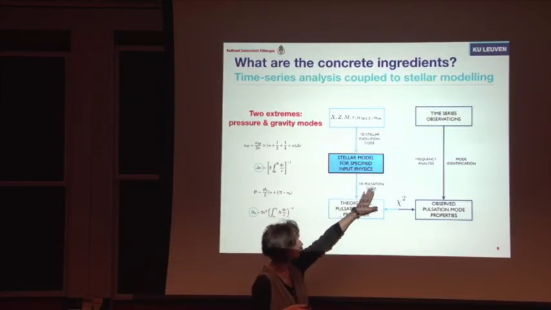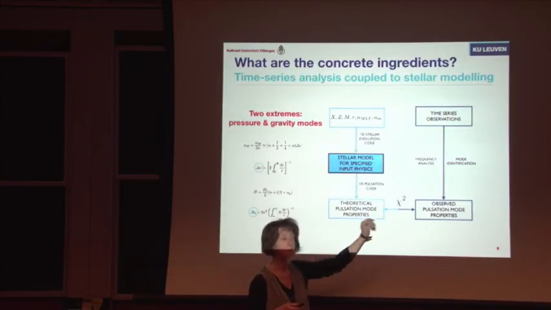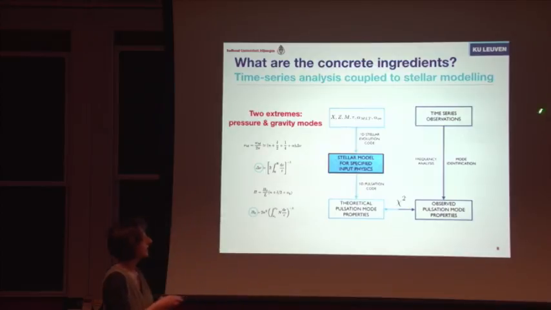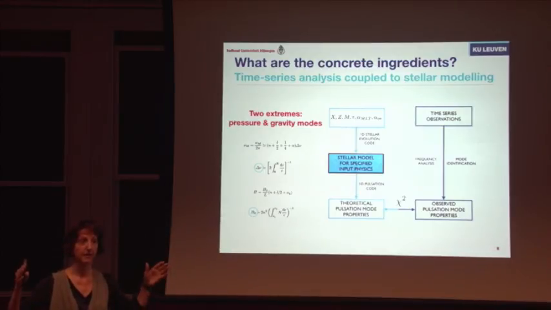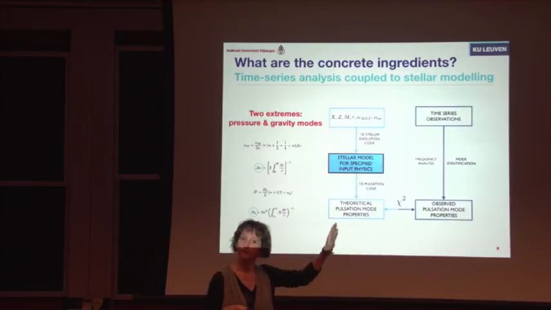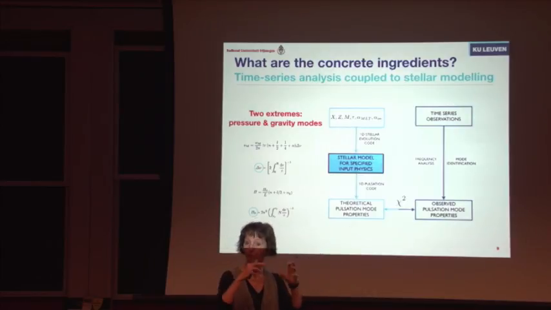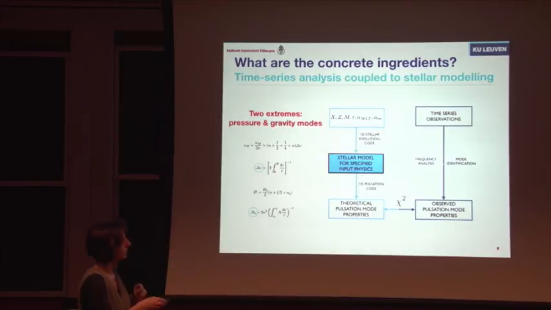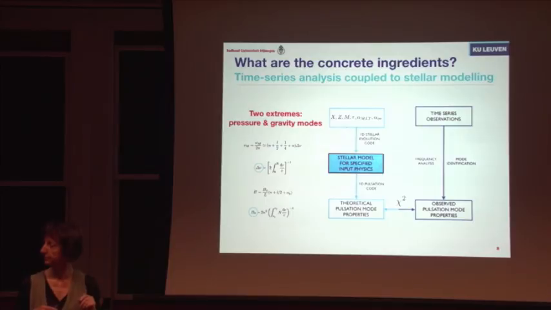So on the one hand, we have the observational part on the right-hand side. So we do time series observations. We really need a long string of data to measure the oscillations, and we need high precision data, either in brightness variations or velocity variations. That also works. We frequency analyze them, and we get the observed pulsation frequencies.